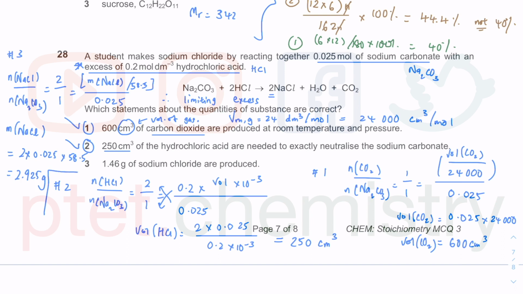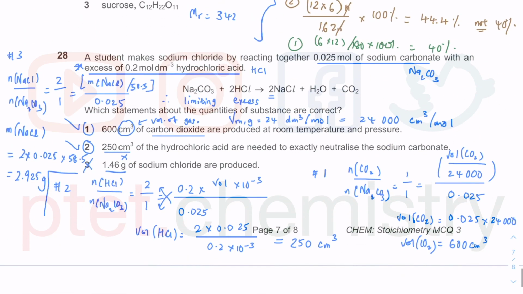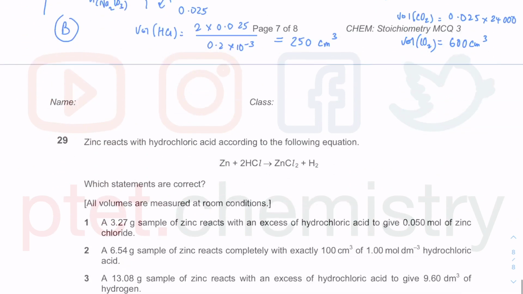So let me just double check that in case I make a mistake. 2 times 0.025 times 58.5, I get 2.925, and I do not get 1.46. So this is wrong. Number 3 is wrong, since it's 1 and 2 only. So if only 1 and 2 are correct, there must be option B there. So option B must be the answer here for question 28.